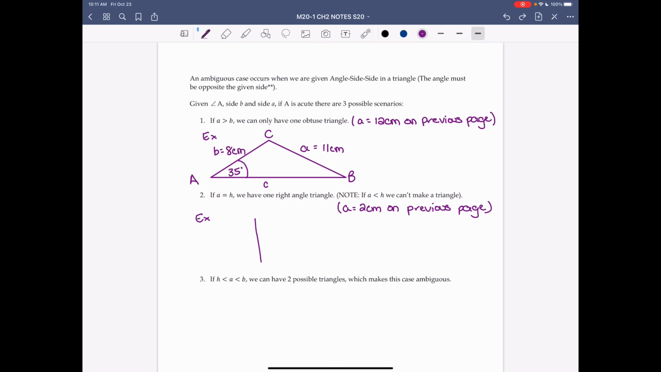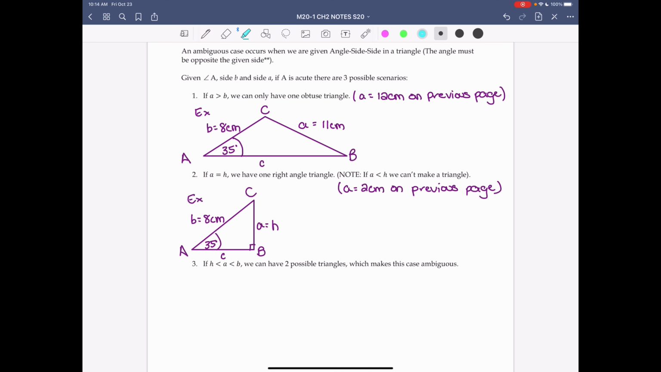An example. We'll use the same values for angle A, 35 degrees, and side B, 8 centimeters. Side A would equal H, the height of the triangle. Then we have angle B is 90 degrees. Side C, we don't know. So if side A, which is the side across from the angle you know, is equal to the height of the triangle, we get a right triangle. We can calculate H, and you're going to need to know it for the next one.